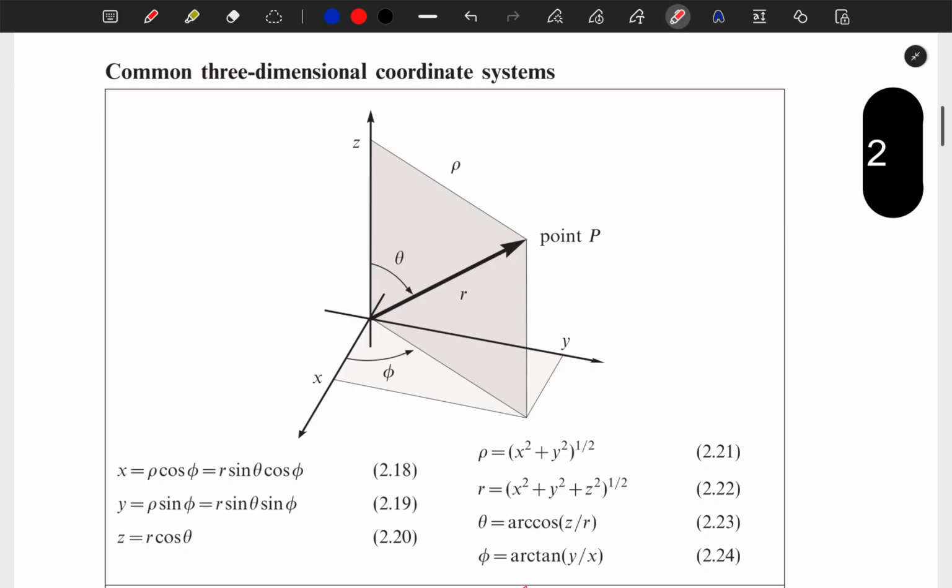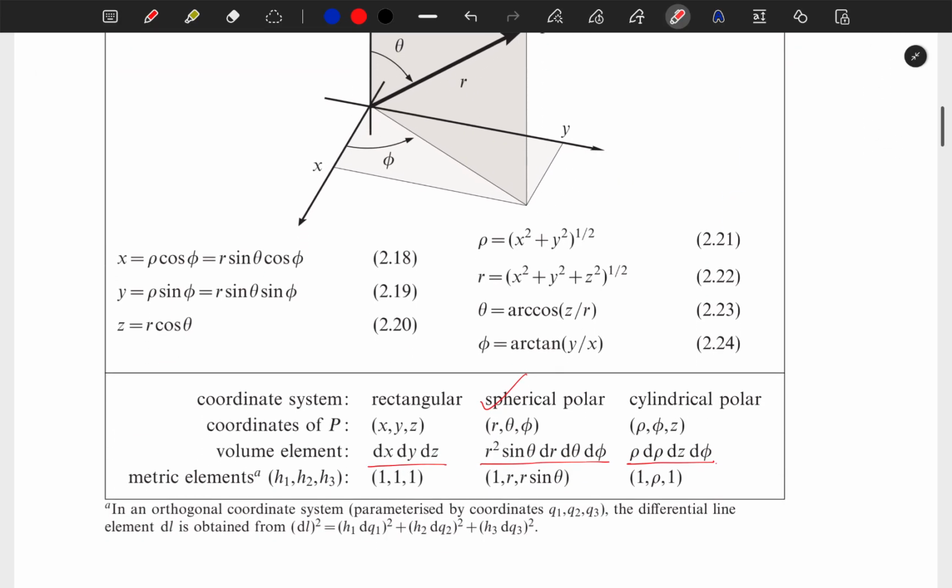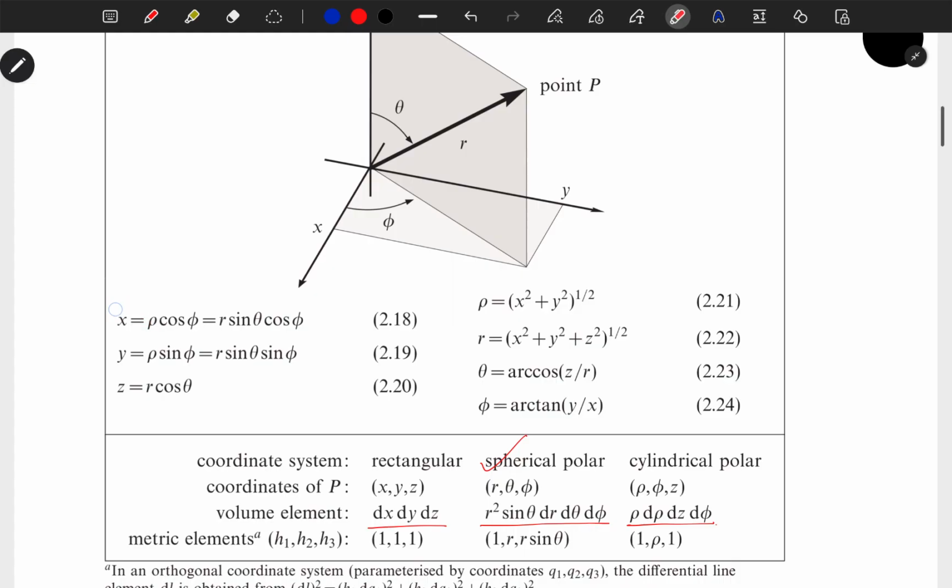Common three-dimensional coordinate system, that is x equal to r sin theta cos phi. So this is r, so this is r cos theta. This is r sin theta. Now phi: so r sin theta cos phi and r sin theta sin phi. So these three components.